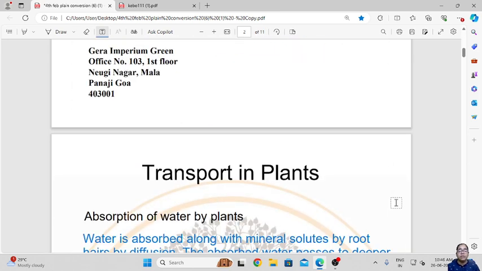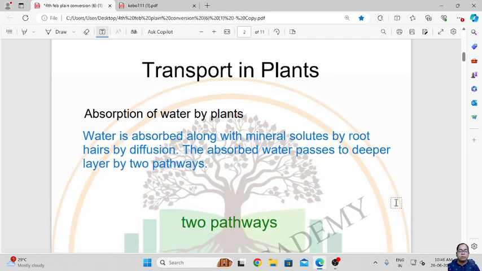So in our previous videos, what we have covered is how transportation of water happens in plants, which are the mechanisms for transportation, and we have also seen the water and plant relationship in the plant. So we have seen the mechanism and the plant water relationship till now. Today we will see how absorption of water happens by the plant. So, absorption of water by plants.